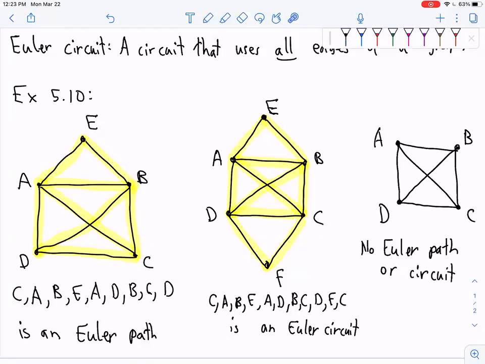And it's probably small enough that you could try it, right? Like let's start at A. We go to B, maybe we go to C, we go to D, we go back to A, but then we have these two edges left. And maybe if we go to A, to B, to D, to A, to C, and then we have these two left. So you're always just not going to be able to quite get there.